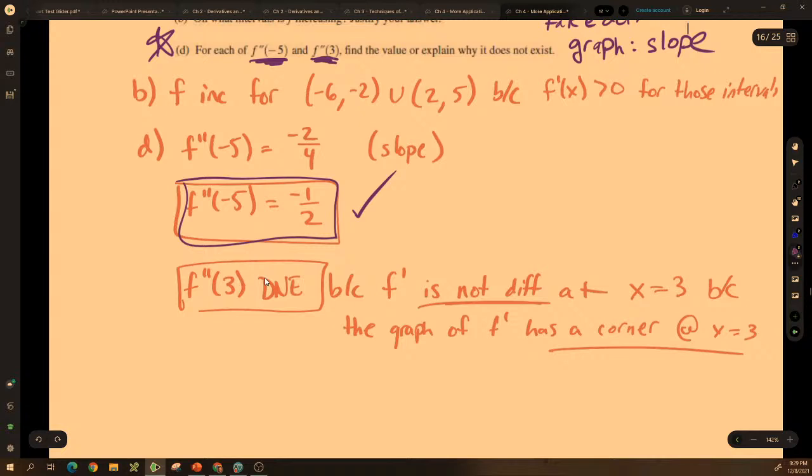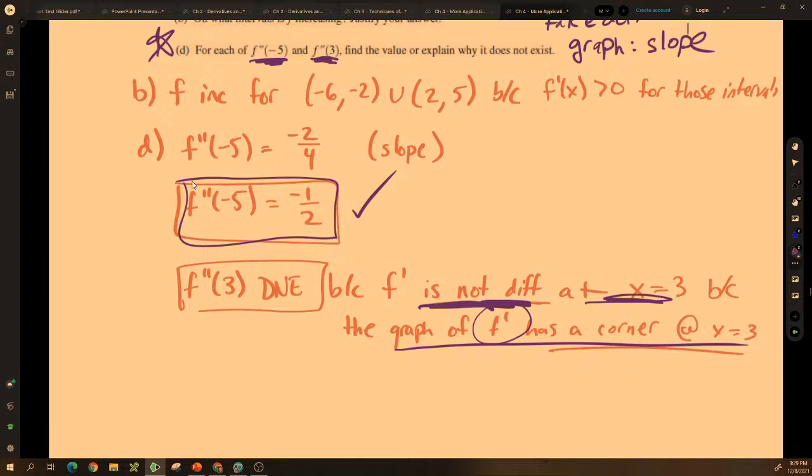So f double prime of 3 is DNE. Why? Because f prime is not differentiable at x equals 3. Why? Because the graph of f prime has a corner at x equals 3.